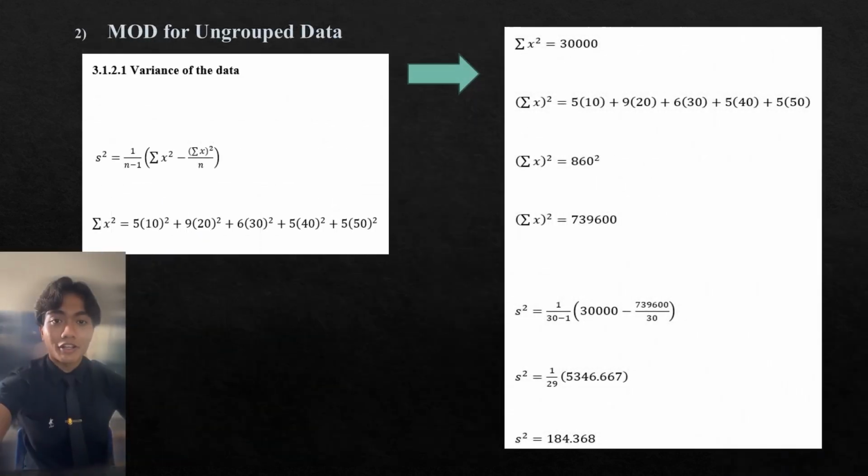Now we go to the MOD of ungrouped data. So variance is s to the power of 2 equal to 1 over n minus 1 times the total of x squared minus the total of x in brackets to the power of 2 divided by n. So the total of x to the power of 2 is 30,000, and the total of x in brackets to the power of 2 equals 739,600. So include the answer in the formula. So the variance is 184.66368.